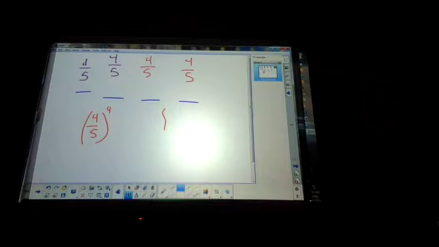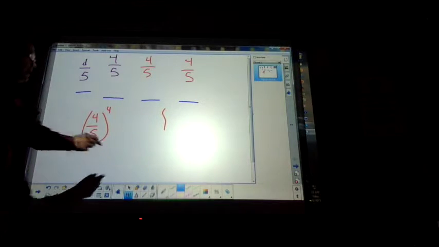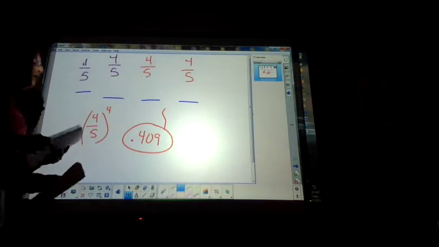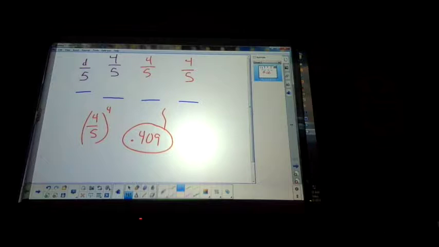4/5 to the fourth or 0.8 to the fourth? How much? Give me 3 decimal places. 0.409. Okay, so you have roughly a 41% chance that none of them are correct, because the probability of getting each one wrong was 4/5.